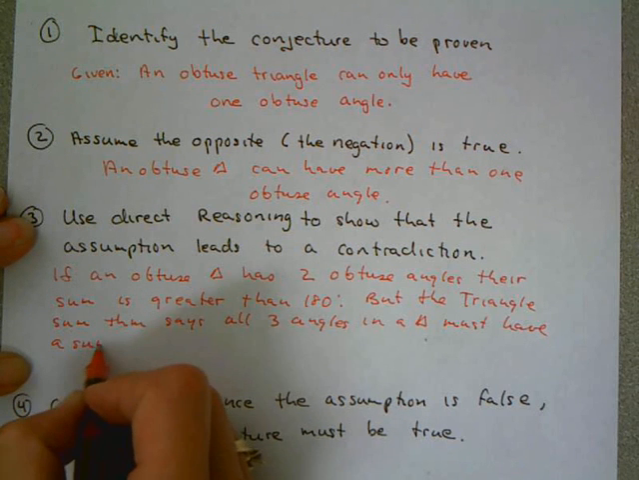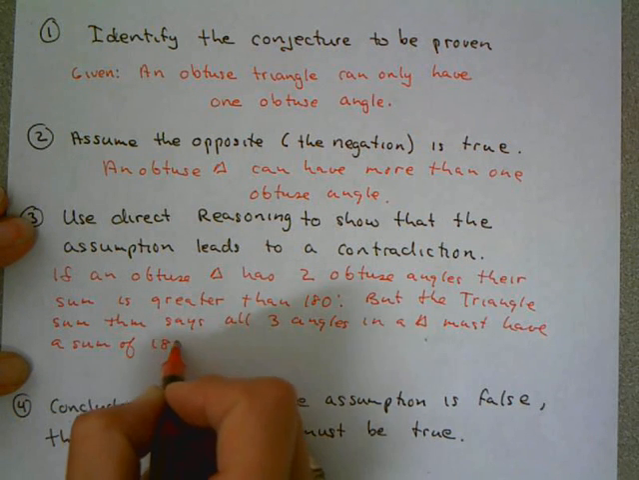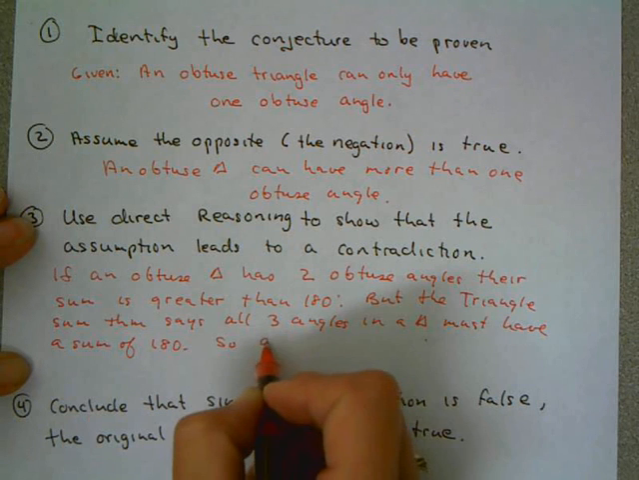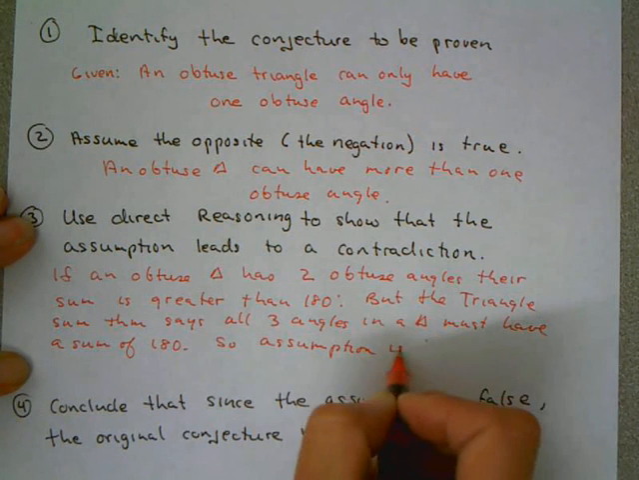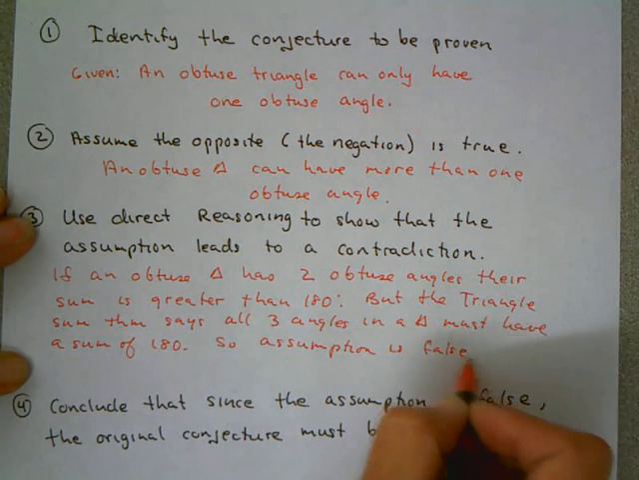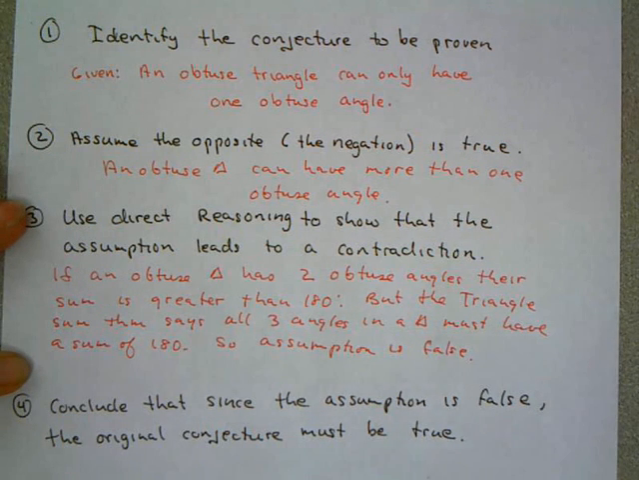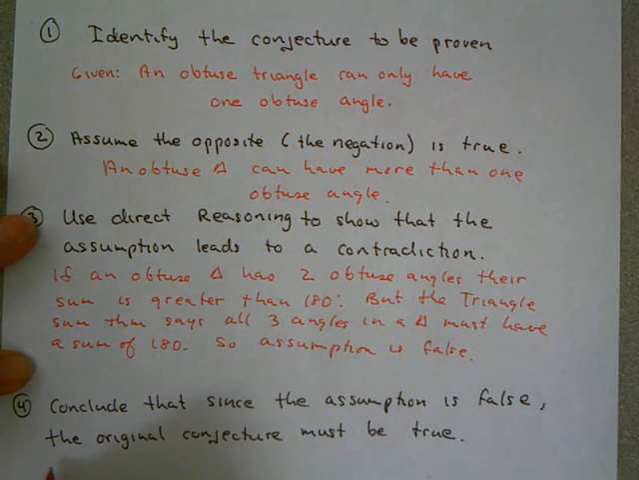And then your last step is just to conclude that since the assumption is false, the original conjecture is true. So we can say, therefore, and a lot of times people writing proofs will put 3 dots like this. That means, therefore, an obtuse triangle can only have one obtuse angle.